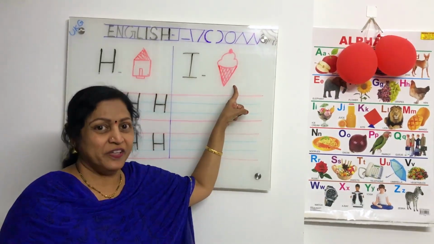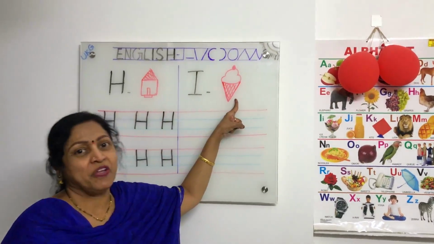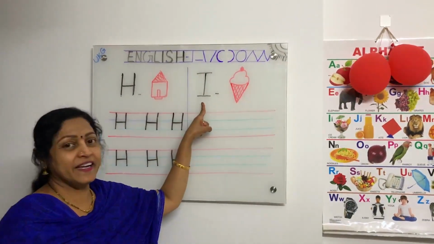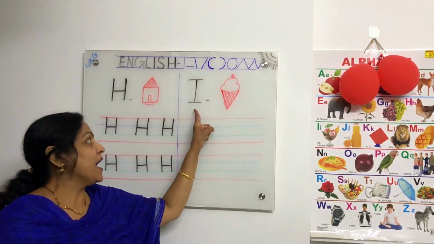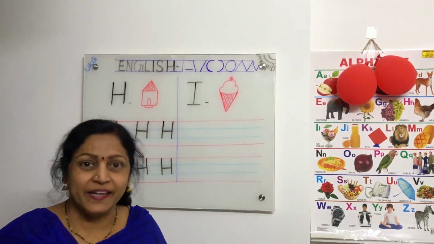Yes, we like very much this now. What is it? This is ice cream. This is the letter, capital letter I. I for ice cream. Now I will show you some more pictures in the textbook.